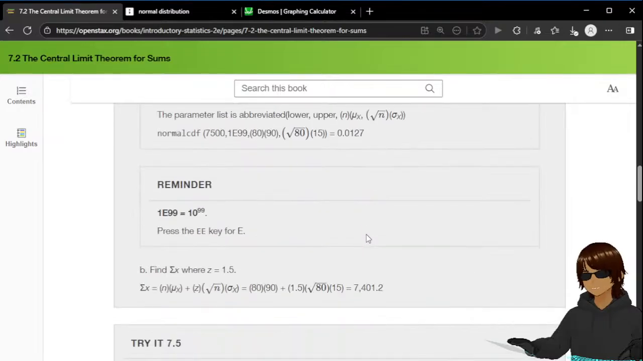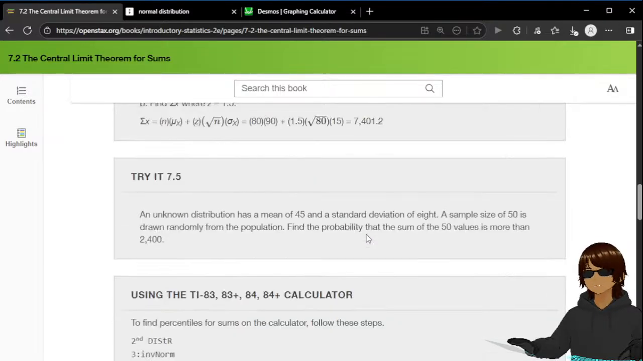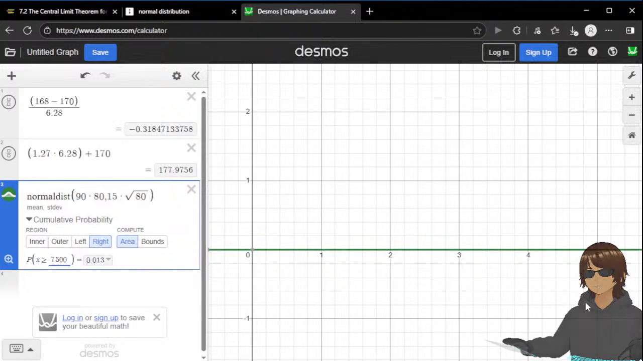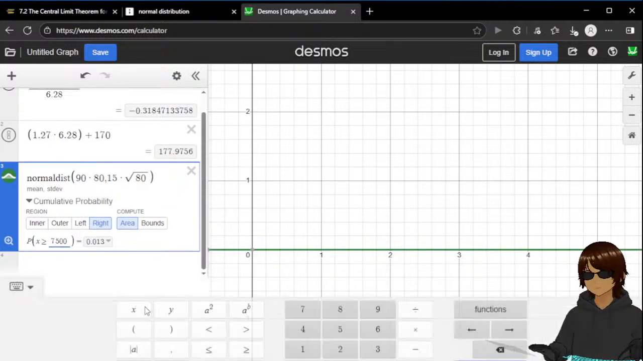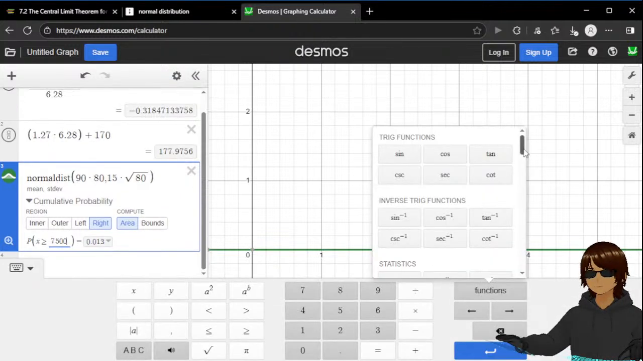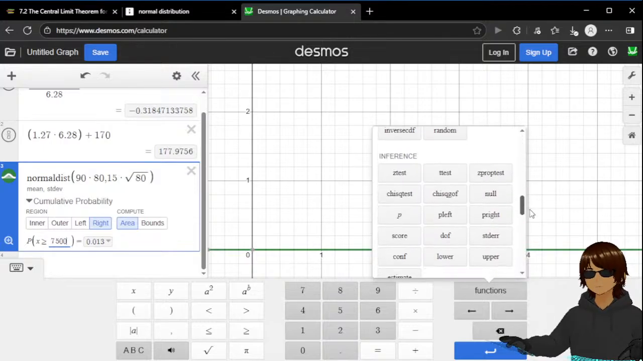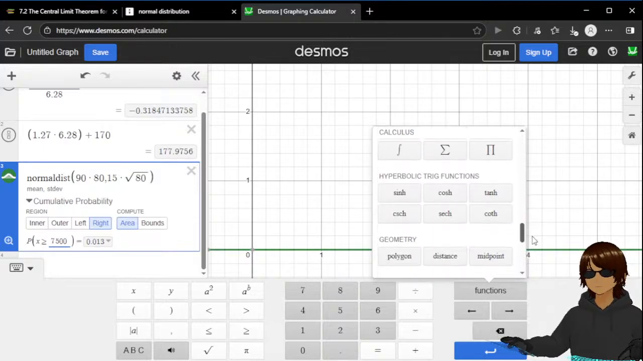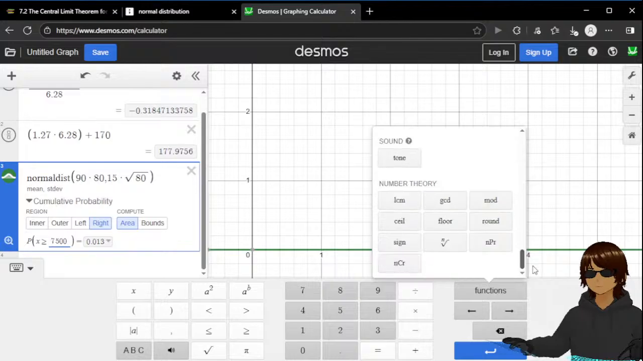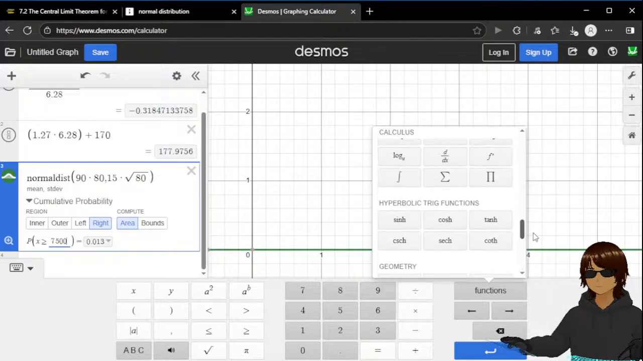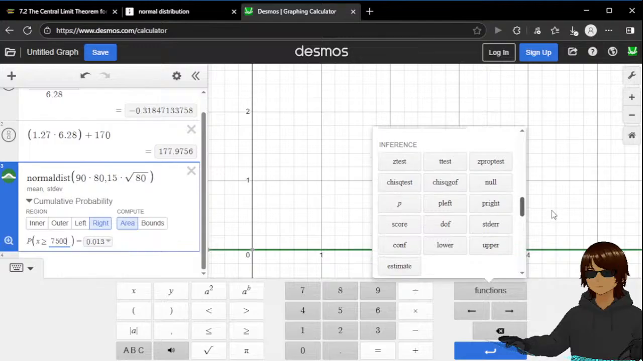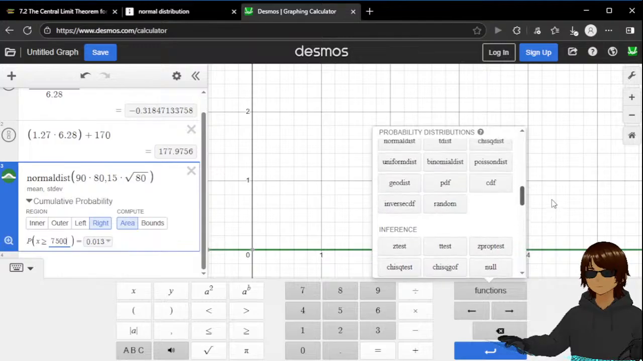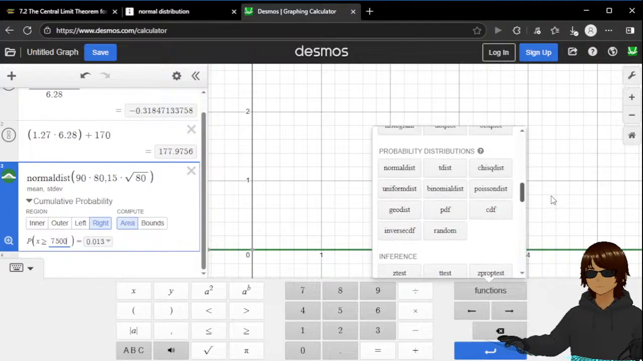I don't know if Desmos allows inverse norm. Wait, let me see. Inverse norm. Inverse normal. What is this, inverse CDF?